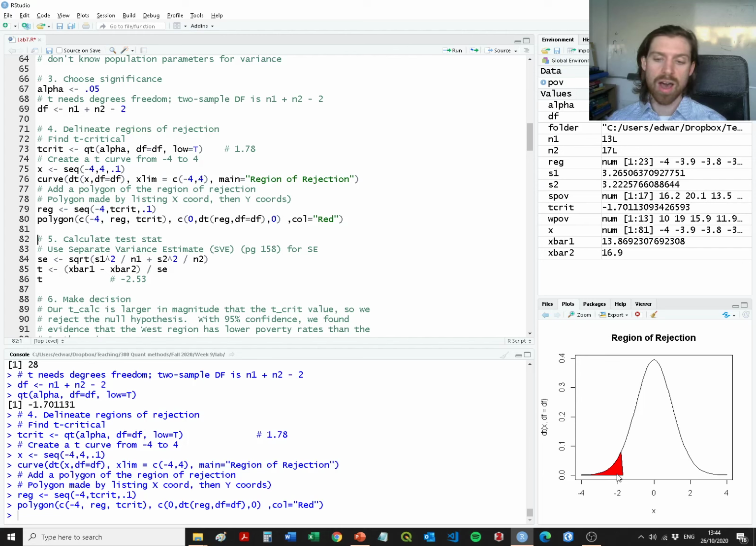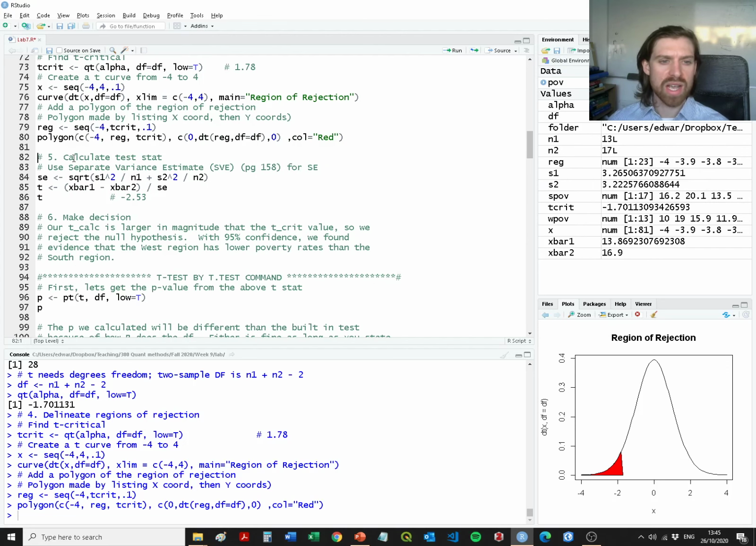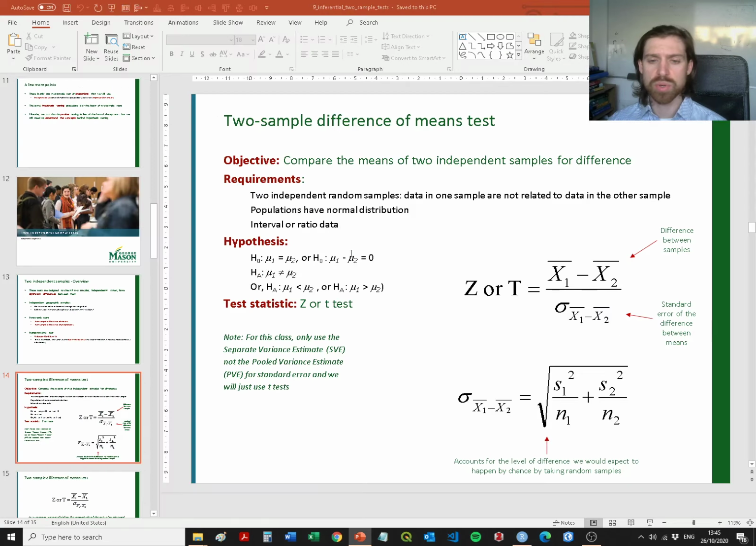So this is the point at which, after that threshold has been crossed, we know that the sample is in this critical area where we can reject the null hypothesis. So let's calculate the test statistic now. We're going to use the SVE, the separate variance estimate, as stated in the book.